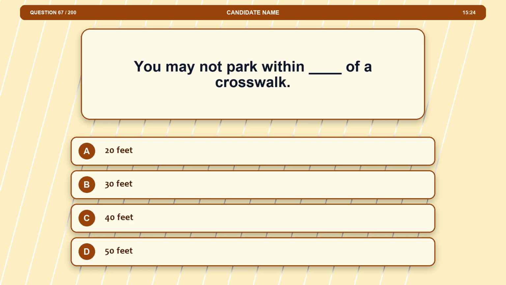Question 67. You may not park within blank of a crosswalk. Option A. 20 feet. Option B. 30 feet. Option C. 40 feet. Option D. 50 feet.